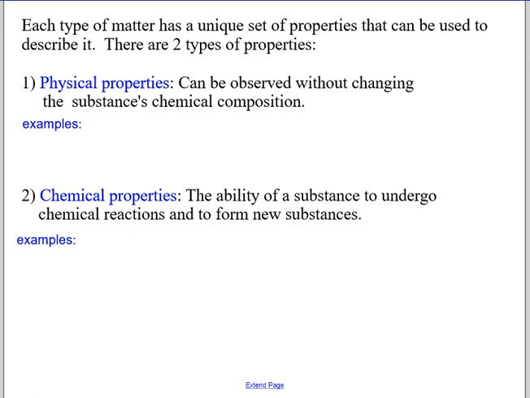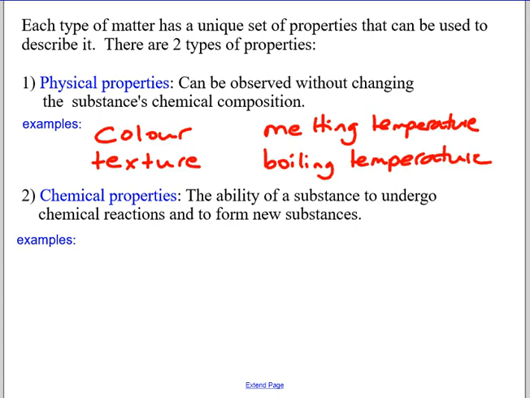When we describe the properties of matter, we describe it in terms of its physical properties or its chemical properties. Physical properties are things that we observe that don't change the substance's chemical composition. We do not need to break bonds and make new ones. Describing matter in terms of its color or its texture, or what temperature it melts or boils at, are all things we can use to describe matter that don't involve breaking bonds and making new ones. These are physical properties. Chemical properties talk about how the substance reacts.